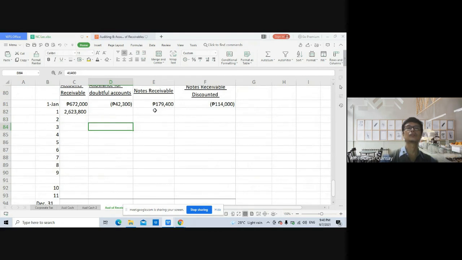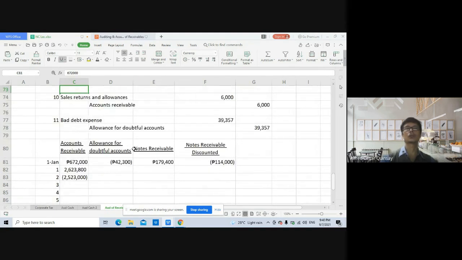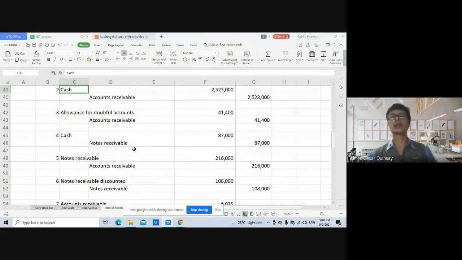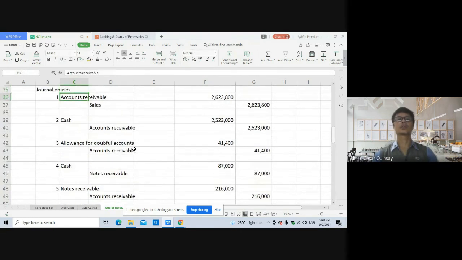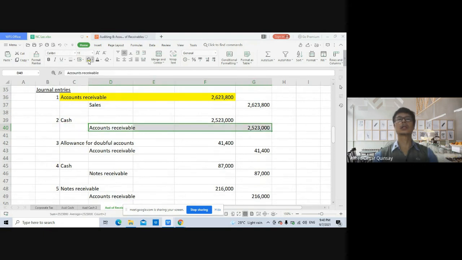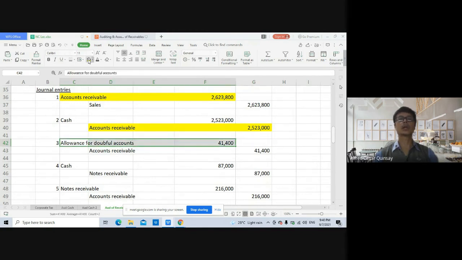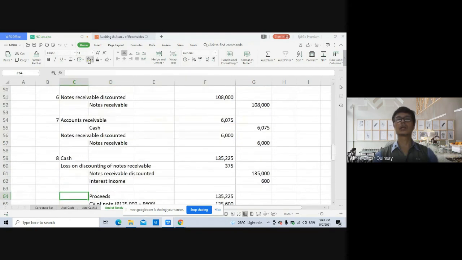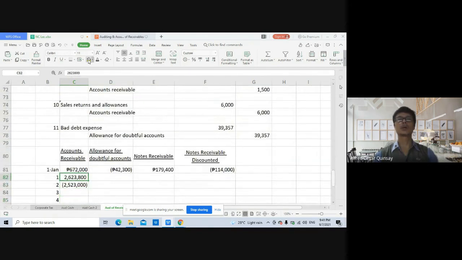2,523,000. So, this is number, yeah, sa accounts receivable pa rin siya. Ayan, so, this is 2,523,000. So, kinukuha lang natin yung in-entry natin dito, no? Okay, so highlight natin. So let's highlight it. Ayan. And then dito, in-highlight natin, naka-credit siya. So binawasan natin. Tapos allowance for doubtful accounts, naka-debit siya. Okay? So ilalagay natin dito as deduction from the allowance for doubtful accounts.